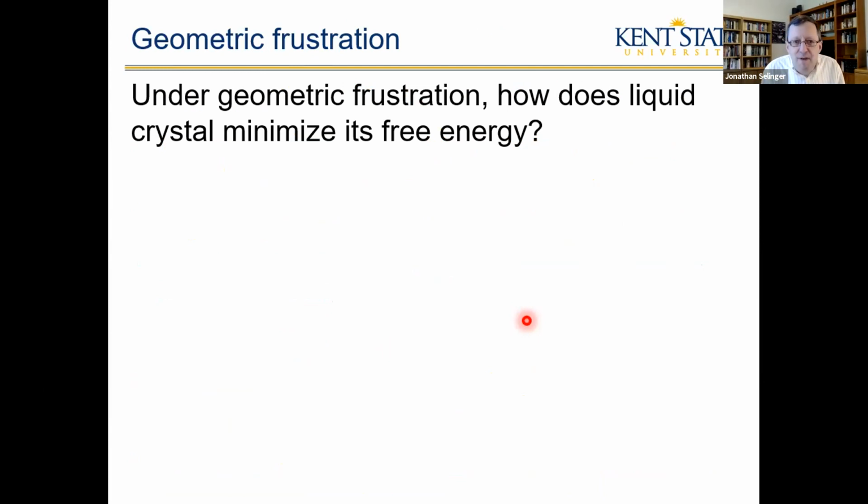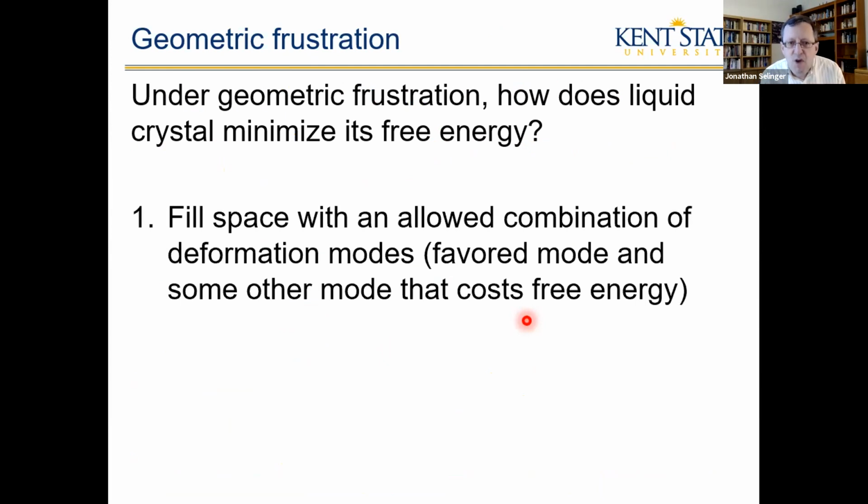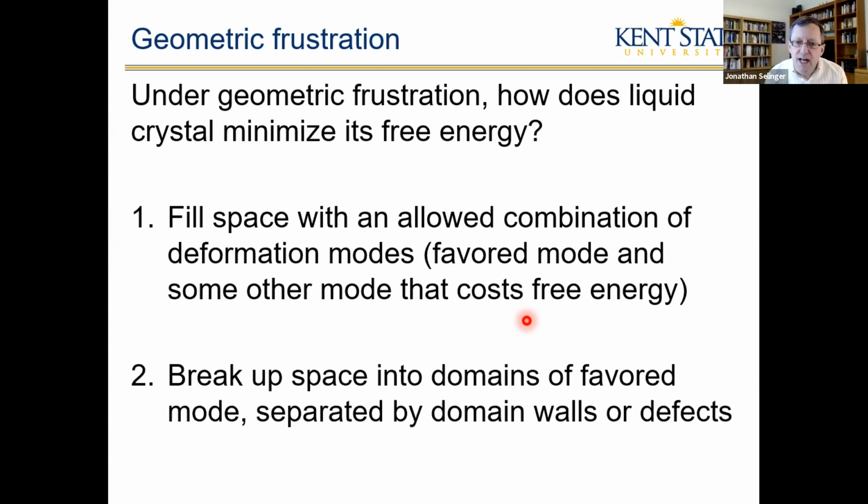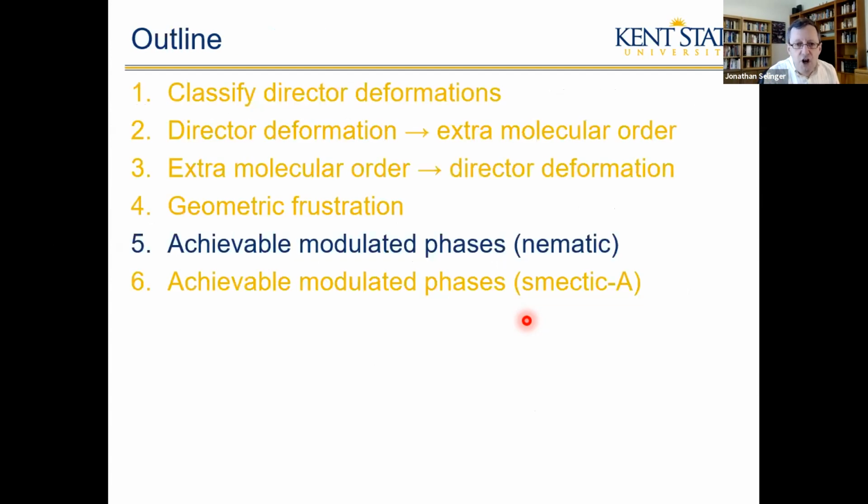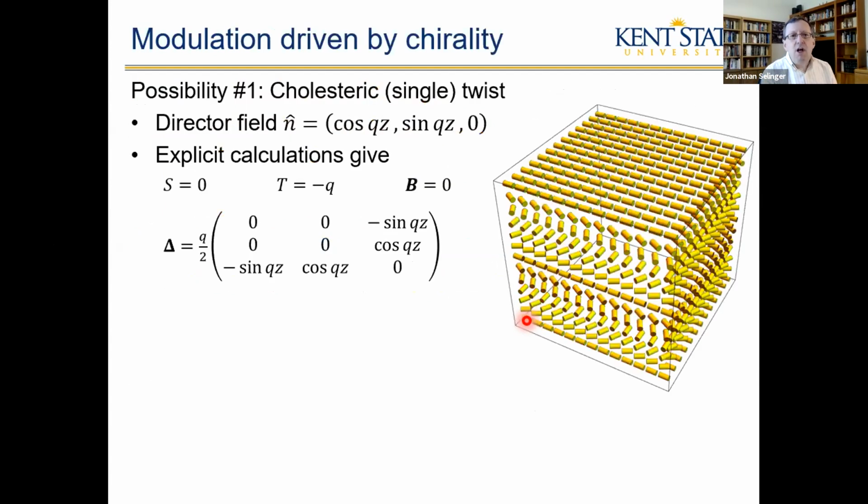So what can it do to minimize its free energy? Well, in general, there are two possibilities. One is it can fill up space with some allowed combination of deformation modes, the mode that it wants plus some other mode that costs free energy. Alternatively, it can break up space into domains of the favored mode separated by domain walls or defects. Both of those things can happen. Let me demonstrate. Okay, so what is possible?